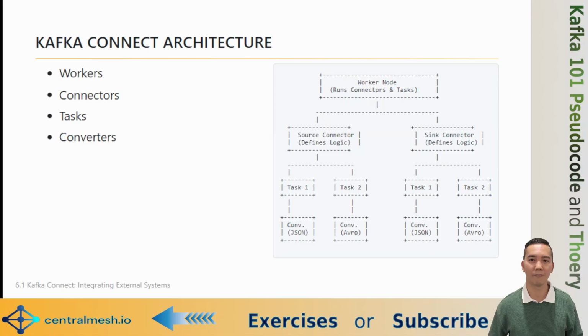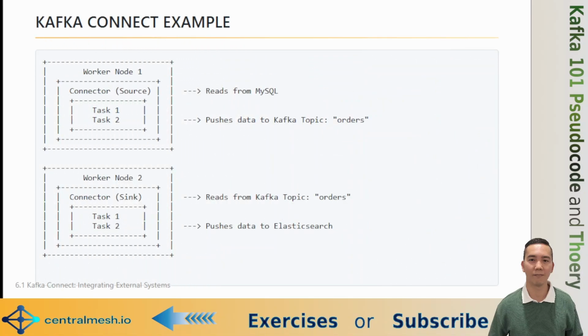Since different systems have different data formats, Kafka Connect uses converters to translate messages into a format Kafka can handle. The most common ones are JSON, Avro, and protobuf, and they determine how data is serialized and deserialized as it's moved through the pipeline. Let's see Kafka Connect in action with a real-world example.